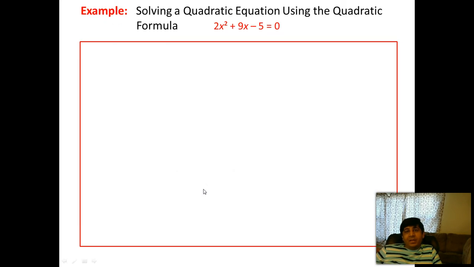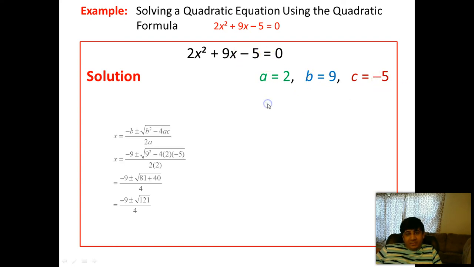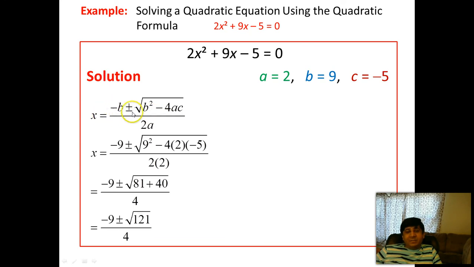Let's apply the quadratic formula on this equation. Already in standard form, a, b, and c. Put it down here. So a is 2, b is 9, c is minus 5. Recall your formula. Formula is minus b plus or minus the square root of b squared minus 4ac, divided by 2a. Plug the values of a, b, and c right there. I hope you know how to do these calculations. 9 squared is 81 minus 2 times 4 is 8, 8 times minus 5 is plus 40. So work it out, and this is what you get.